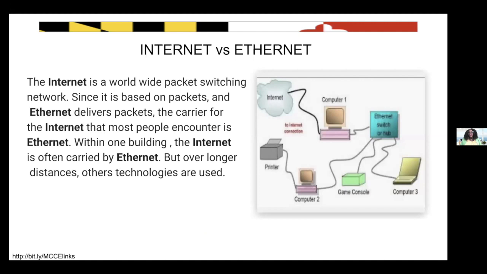This diagram shows you where the internet is and where the Ethernet is, and it uses other devices like a hub to connect to other things in your office or in your home, because you can use Ethernet in all different places. So if you're asked a question about internet versus Ethernet, you just need to know that one is packet switching while the other one is delivering those packets.